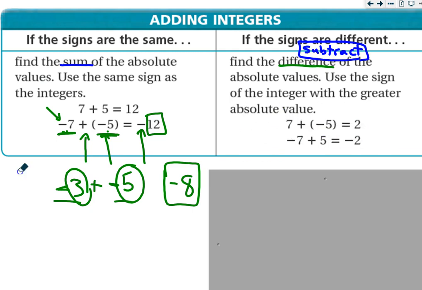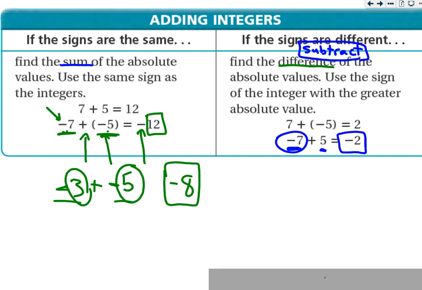The one right below it, again, different signs, negative 7, a positive 5, ignoring the sign in the middle, gives you the difference of 2 again. However, the 7 is or has the bigger negative with it. So therefore, you put the negative with the 2.